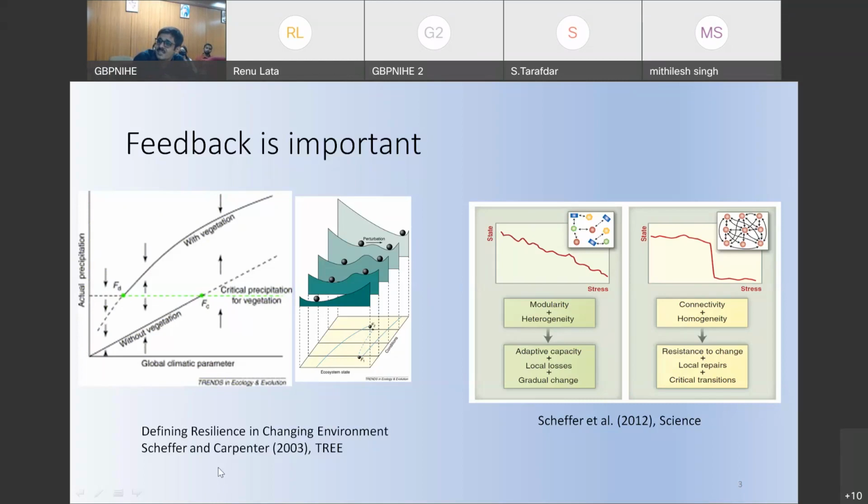There is the same Schaefer. He is a very good scientist. He wrote another paper in 2012. This was kind of a perspective paper. This is the paper where he introduced the importance of network theory, why it is very important to understand an ecosystem or biosphere.